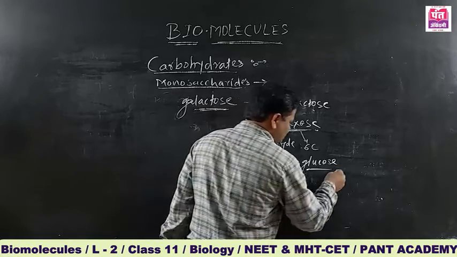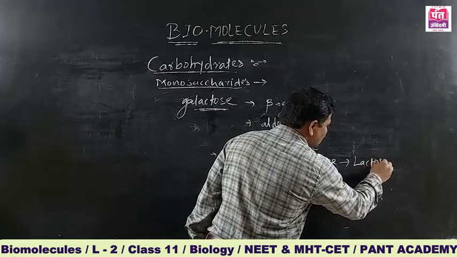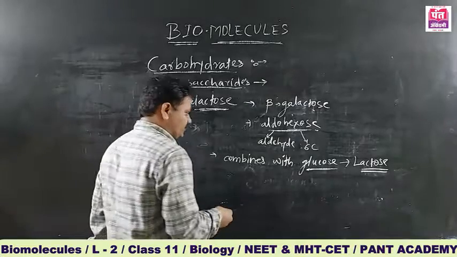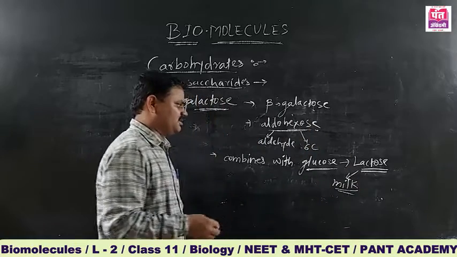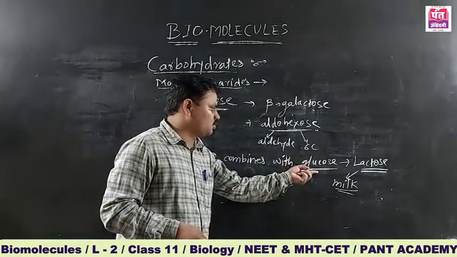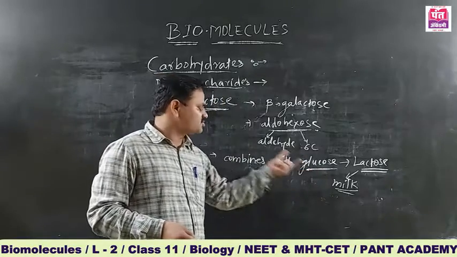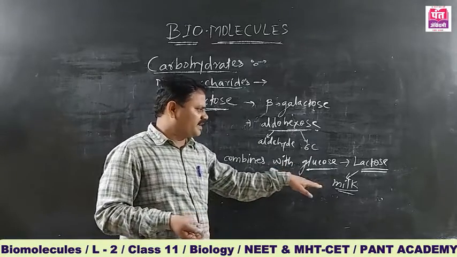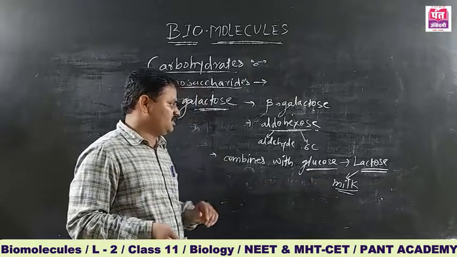This galactose combines with the glucose and leads to the formation of lactose, and therefore this lactose is a milk sugar, which is very important in this case. Lactose is present in milk, and this lactose is formed of glucose and galactose. Only for the formation of lactose does galactose have importance, and therefore it is very important in the nourishment or nutrition of the baby.